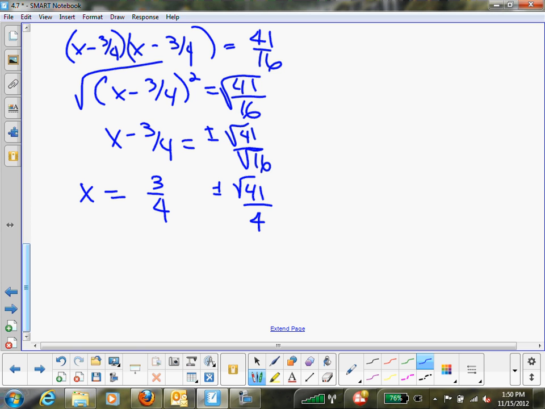So don't let these fractions scare you because the cloud helps you. How are we doing? Do you see that it's a process? We're doing the same thing every time. Okay, let's look at the notes.